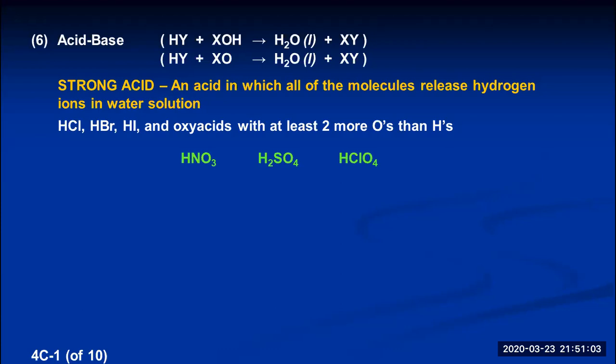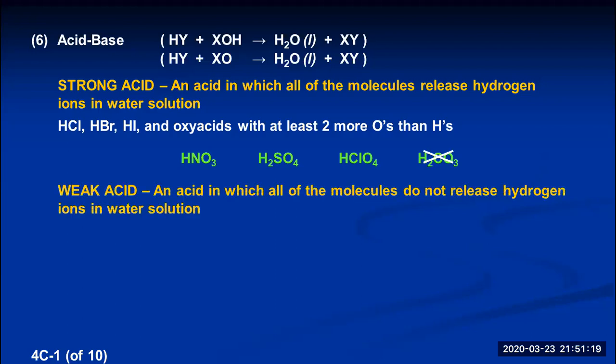Perchloric acid has 4 O's and 1 H. That's 3 more O's than H. That means this is a really strong acid. And H2CO3 only has 1 more O than H. It shouldn't be in this list. It is not a strong acid. It fits into the other category, which are called weak acids.